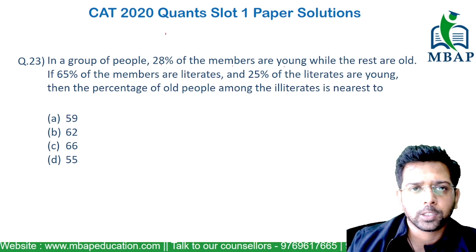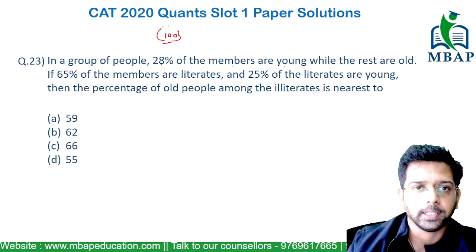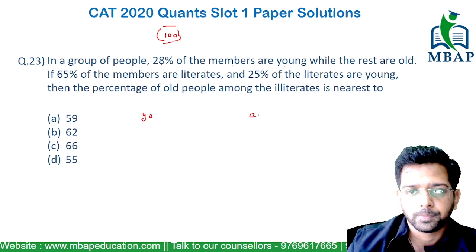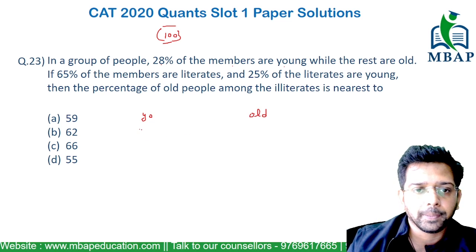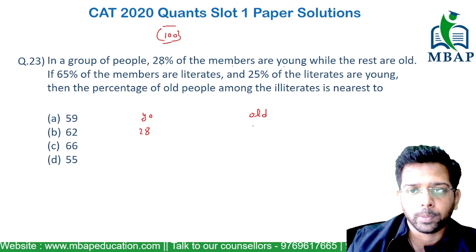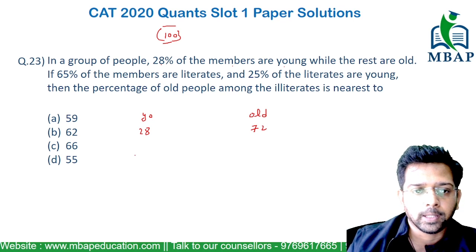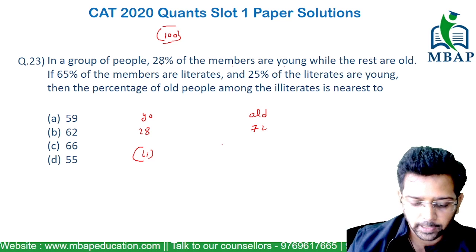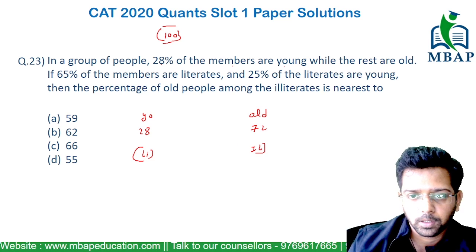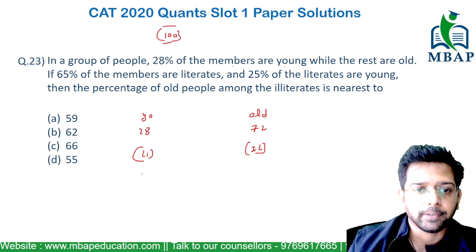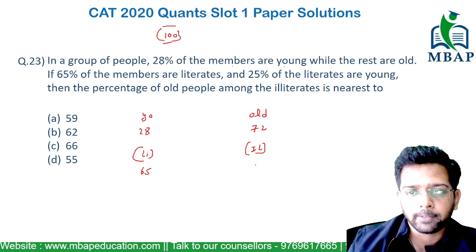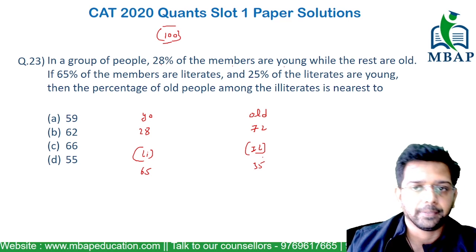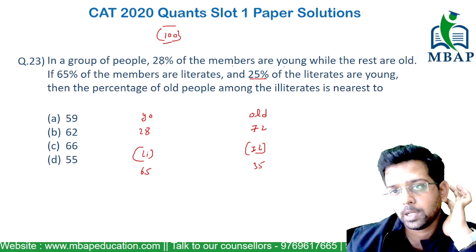Okay. Let's assume overall 100 people are there in the society. You have got some people as young and some people as old. Young number of people will become 28, so the old will become 72. Now let's consider literate versus illiterate. Now literate members are 65. So illiterate will become how much? Illiterate will become 35.